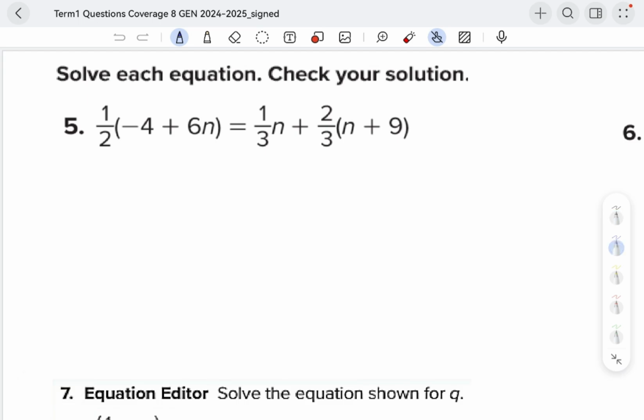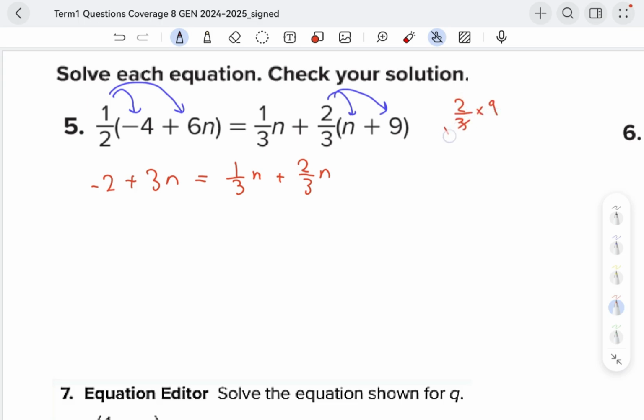5. As we did before, we're going to use the distributive property, multiply with all what is inside the parentheses. So we're going to have half times negative 4 is negative 2, half the 6 is 3, so plus 3n equals 1/3 of n plus 2/3 times n is 2/3 of n. 2/3 times 9, you can divide first. Divide by 3 by 3, this is 3. 2 times 3 is 6. So we're going to have plus 6.